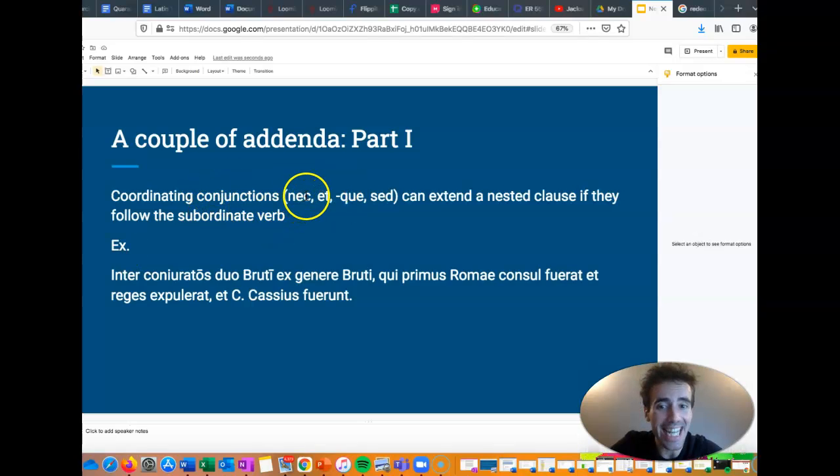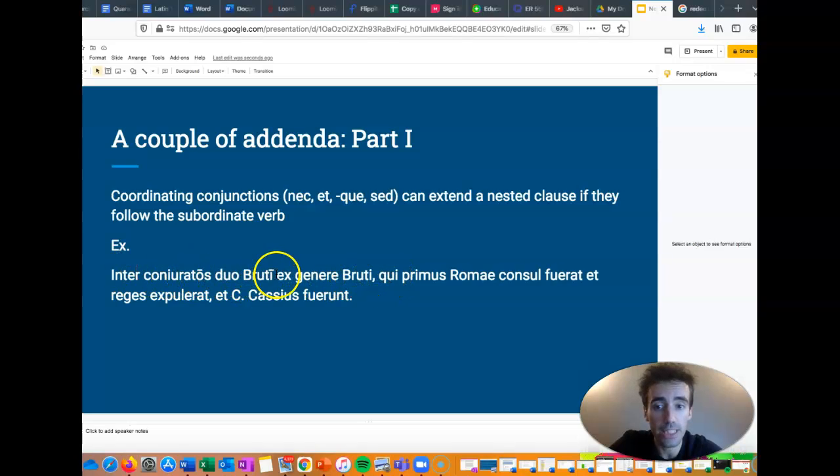Coordinating conjunctions like nec, ac, -que, or sed, right? Essentially words that mean and or but, can extend a nested clause if they follow the subordinate verb. A lot of mumbo jumbo. Quickly, an example: inter coniuratos duo Bruti ex genere Bruti, qui.